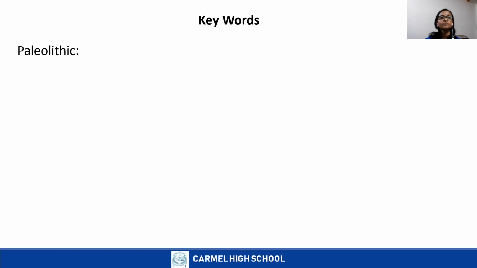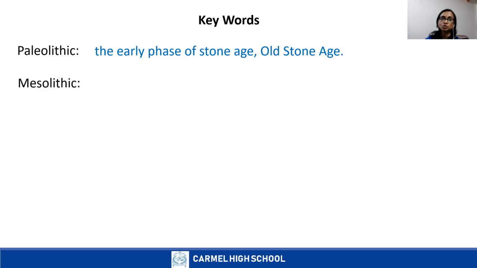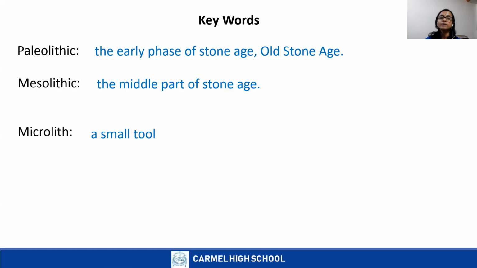The first word, Paleolithic. I already explained that it is the old stone age, the early phase of the stone age. Next one, Mesolithic. Meso means middle, and lithic is stone, so this is the middle part of the stone age. Next one, Microlith. Micro means small, and lithic is from stone. So small stones, that means small tools. You can read the keywords and later write them in your notebook.